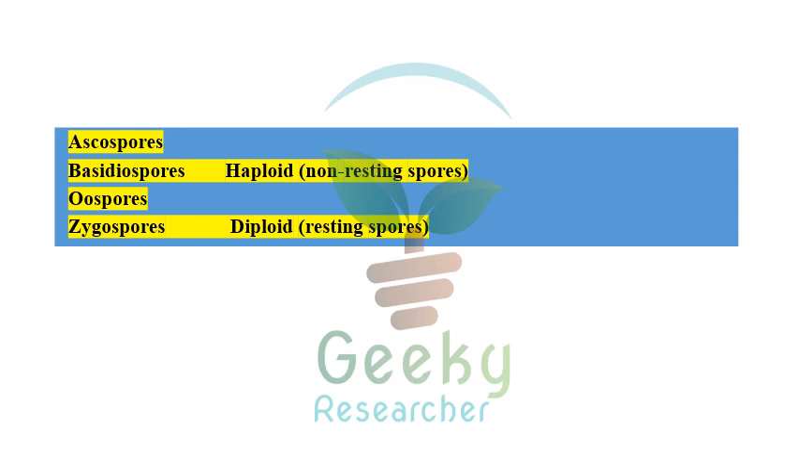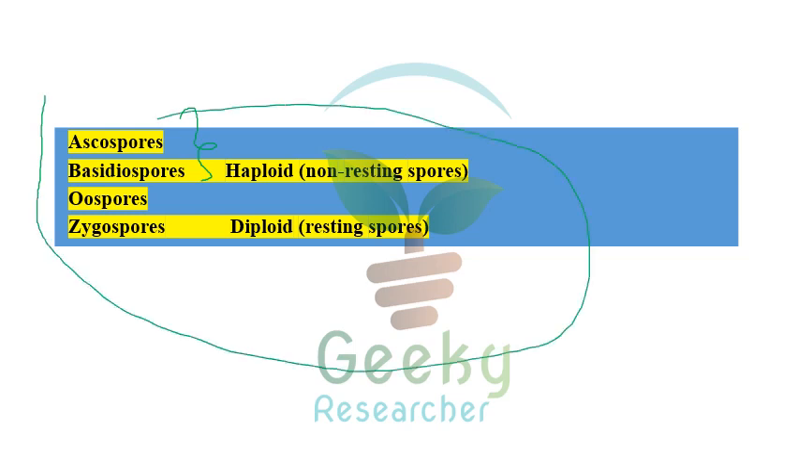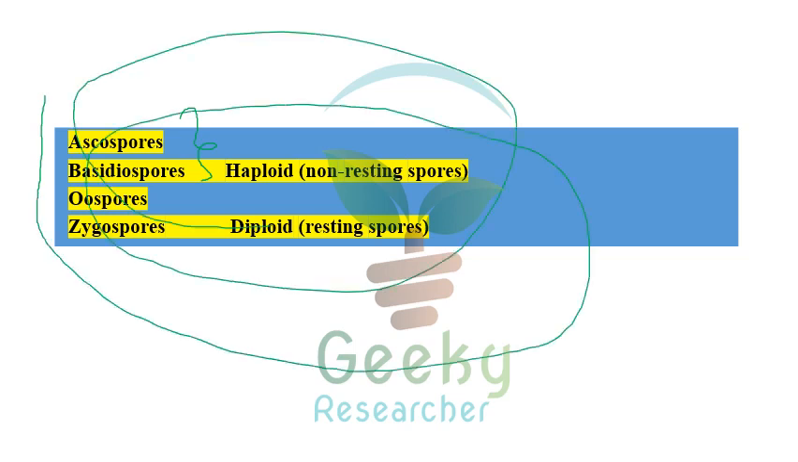As I told you, we already discussed before. Ascospores and basidiospores, whatever spores I have given, are all sexual spores only. But ascospores and basidiospores are haploid, meaning N condition. Haploid, non-resting spores. They are not resting spores. When it comes to oospores and zygospores, they are diploid in condition, 2N, and they are resting spores.